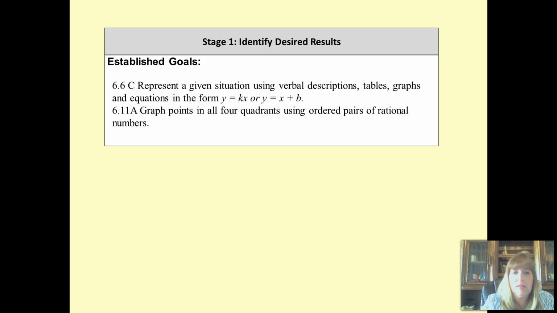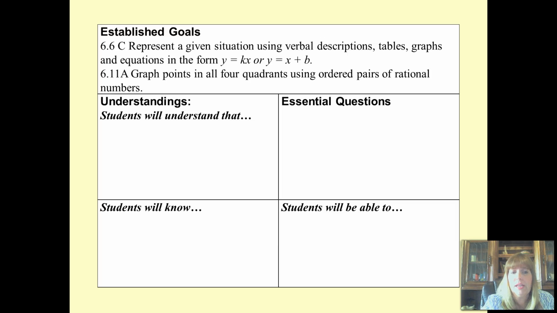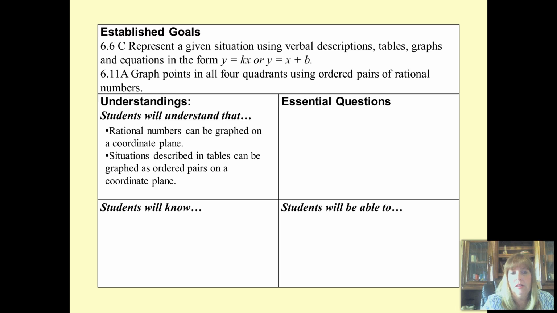Now, we just wouldn't want to hand this to students and say, here, this is what we're going to learn. This wouldn't help kids. They wouldn't have a good understanding of what this means. So we're going to break it down a little bit more. We're going to look at what it is that we truly want kids to understand, what essential questions we want them to be able to answer, what they need to know at the end of this unit, and what they have to be able to do. So, looking at those TEKS, let's talk about the understandings. We want students to understand that rational numbers can be graphed on a coordinate plane, and that situations described in tables can be graphed as ordered pairs on a coordinate plane.